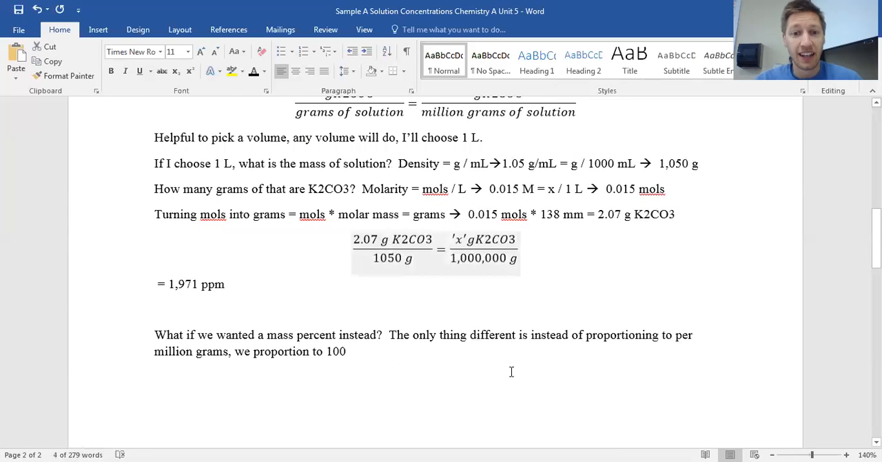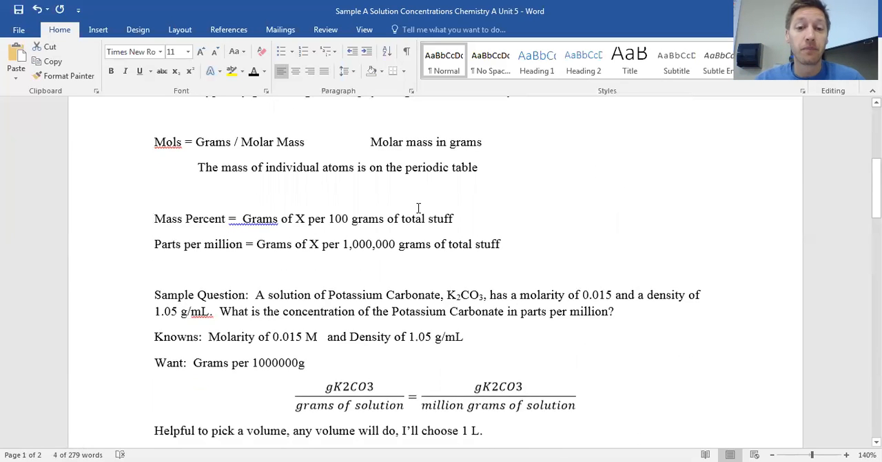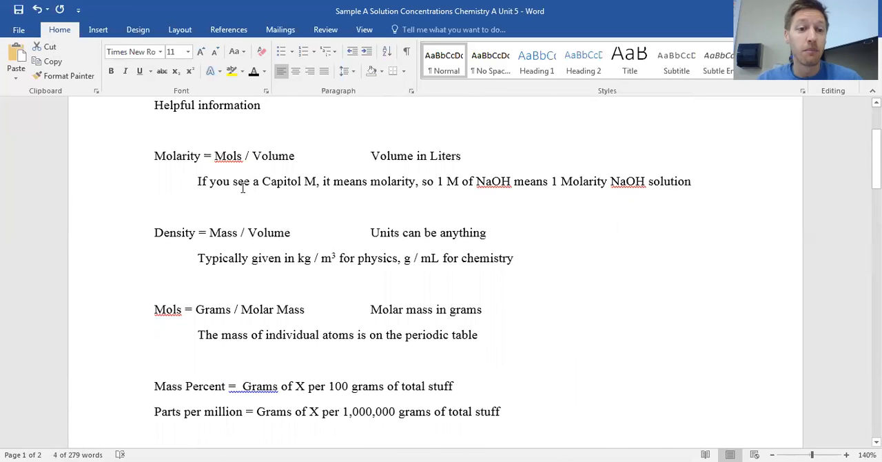So big idea, there's a whole bunch of ways to talk about solution concentrations. If you want to find parts per million or parts per 100 given molarity and density, choose a volume. You don't need to pick 1 liter, but I'd recommend picking 1 liter.